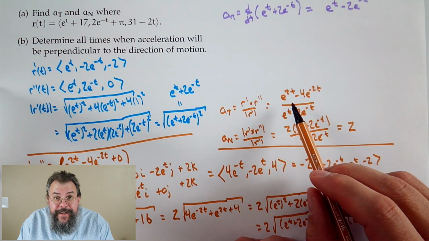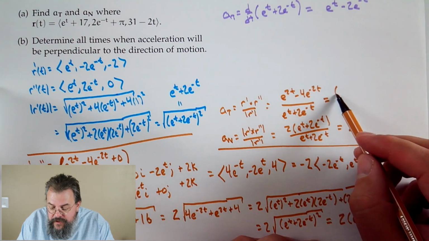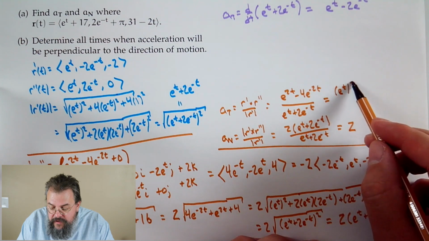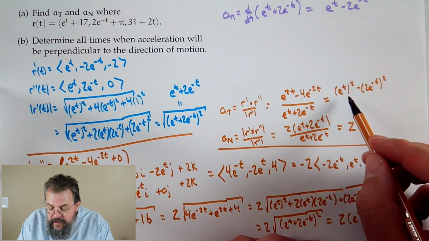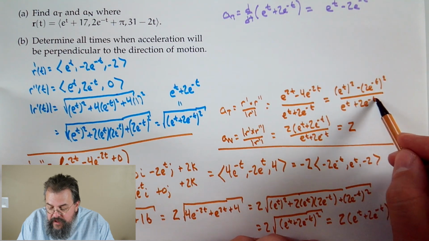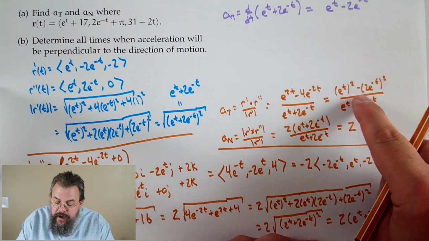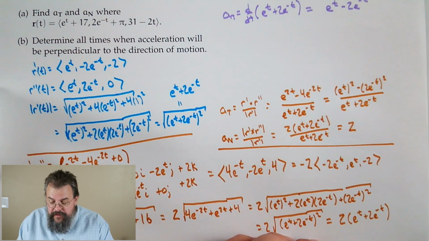This is kind of a fun little thing to notice. Notice the upstairs. It's actually two things which are squared. It's (e^t)^2 minus (2e^(-t))^2, divided by e^t plus 2e^(-t). Now, a squared minus b squared is a minus b times a plus b.